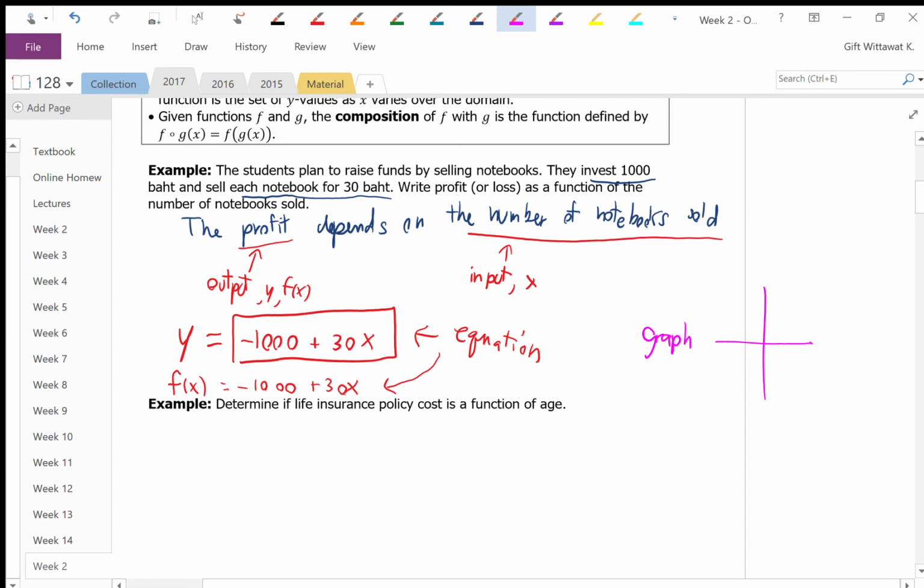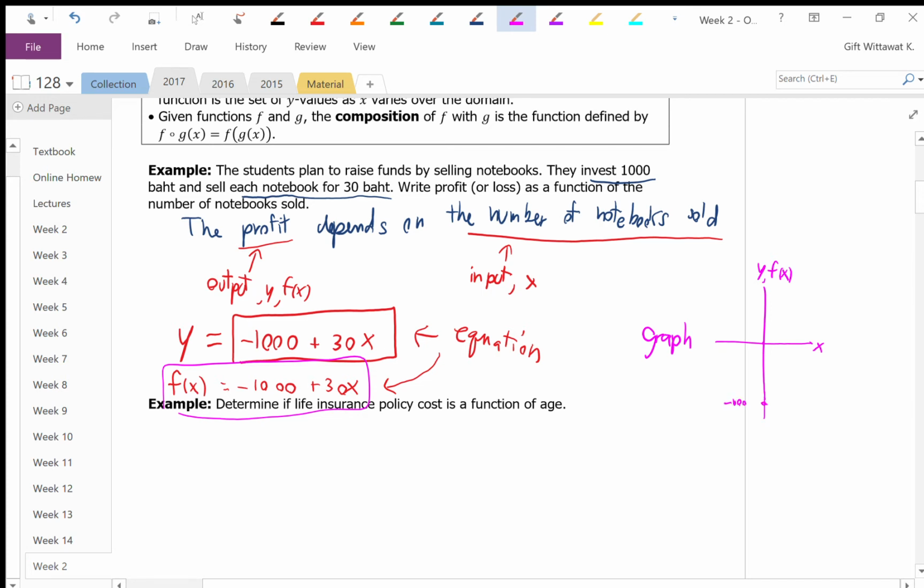Typically, when you write a graph, it's going to have two axes, the x-axis and the y-axis, or the f of x-axis. So the graph is actually a collection of the x and y values that satisfy the equation here. For example, if my x is 0, you can see that my profit is going to be negative 1000.